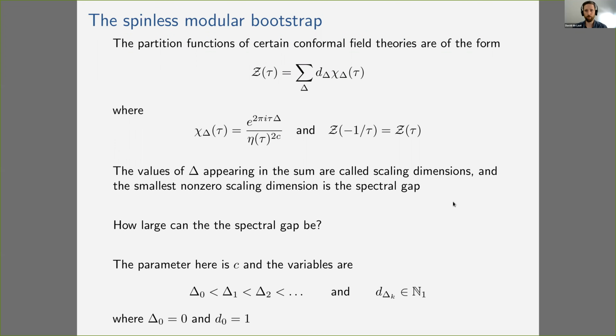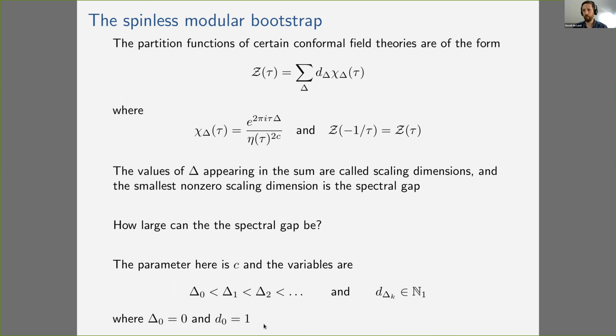Yeah, and so just to further clarify this, the parameter here is c. So for each value of c, we have a problem that we want to solve, and the variables are the scaling dimensions delta 0, delta 1, delta 2, etc., and these coefficients, which are called degeneracies. And then the zeroth scaling dimension is 0, so 0 always appears in the sum. And the zeroth degeneracy is equal to 1.